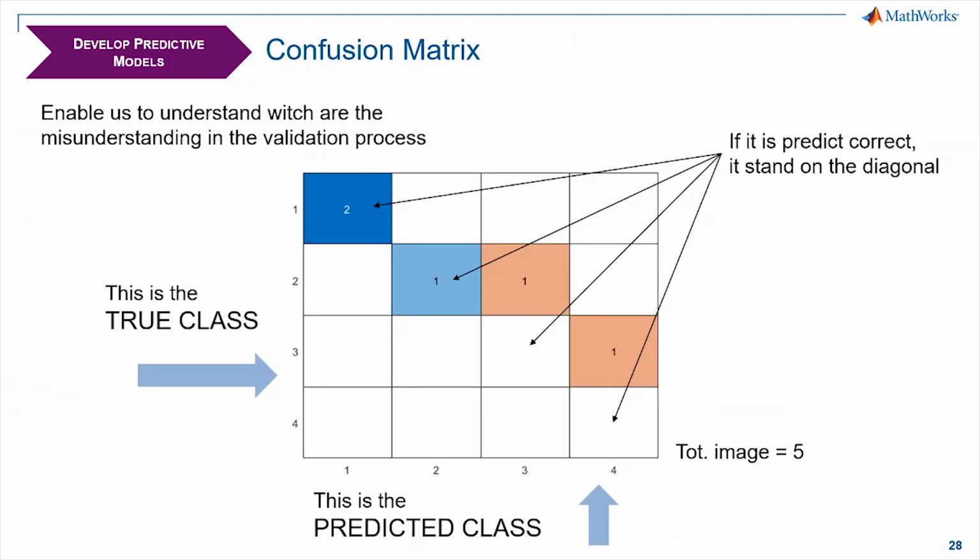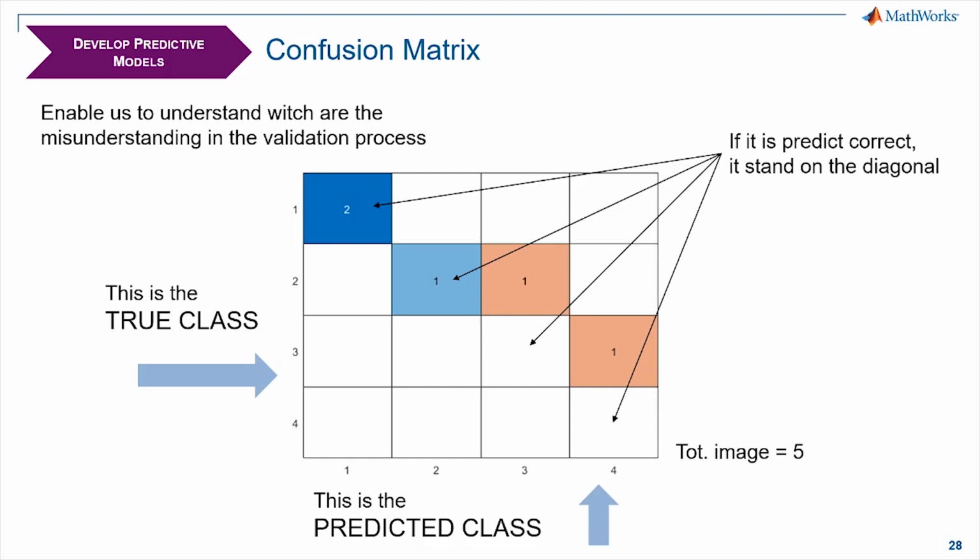Okay, another type of result of our net to better see if it performs well is the confusion matrix. The confusion matrix enables us to understand if our net correctly classifies the images. As you can see here, we have the true class on the left and the predicted class at the bottom. Of course, in each square of this matrix there will be an image.